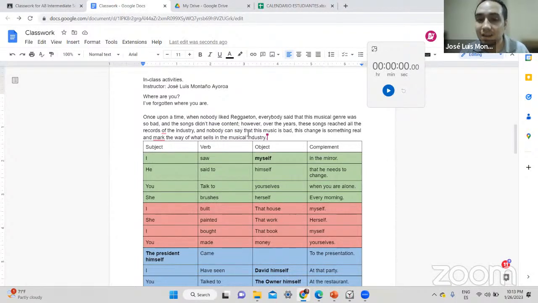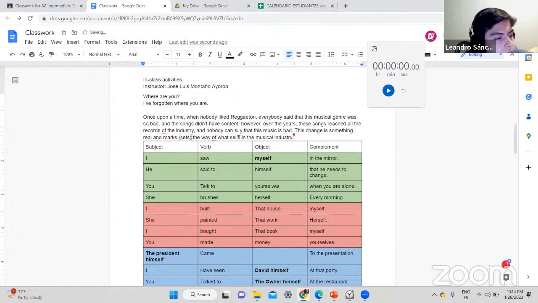So a nobody can say that this music is bad. This change, now this is the end of your idea because you have two complete ideas. So here you're going to need either a period or a semicolon. Okay, so you can use a period. This, right? This change, all right, is something real. And remember, this change is singular, so is, and marks is going to be with S. Yes. Okay, exactly. And marks, or even you can say and sets. It's similar in that situation. All right. Sorry.